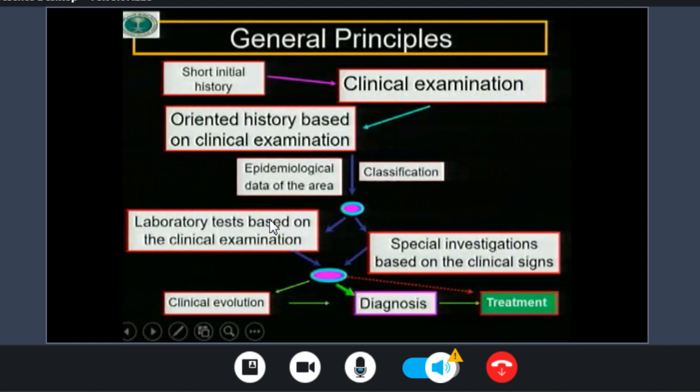Then take an oriented history based on clinical examination, use your local data, epidemiological data from the area, and then use your simple uveitis classification: anterior, intermediate, posterior or panuveitis. Sometimes you might have an intermediate uveitis with more prominent anterior uveitis symptoms, or the opposite, anterior uveitis with more intermediate features. Then use your basic lab investigation to verify your differential diagnosis. Then if you need some sort of special investigation, you can order it. After that, use your clinical evaluation. Make your diagnosis based on your findings from all these parts of the examination, and then you can direct your treatment.